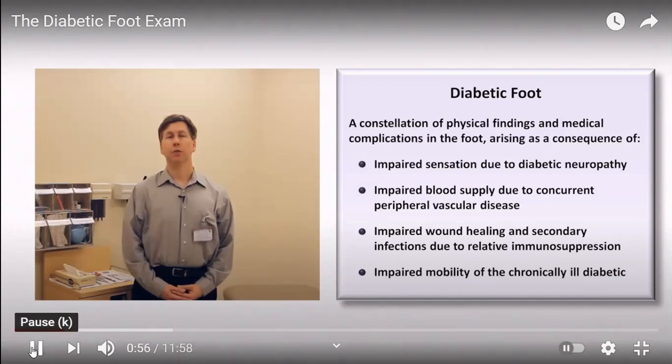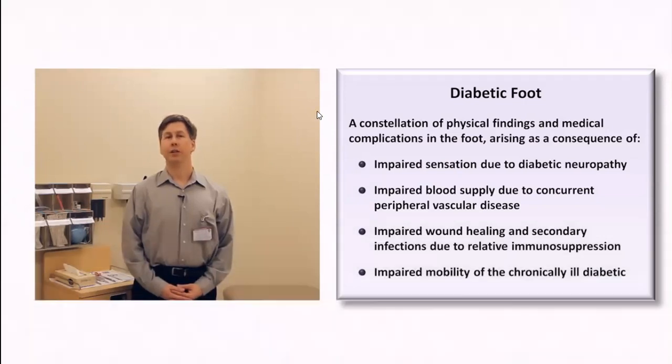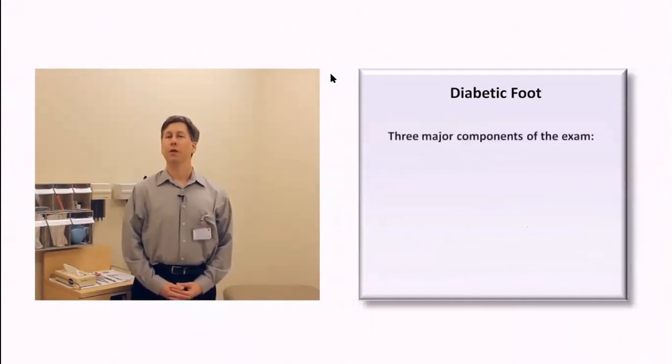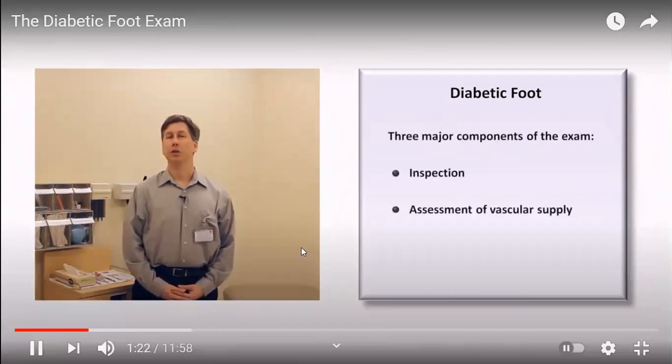Diabetic foot is one of the most common causes of hospital admissions for diabetics and the leading cause of amputations in the United States. Predictors of future need for amputation include prior amputation, foot ulceration, impaired arterial supply, high hemoglobin A1C, physical deformity, and neuropathy. There are three major components of the diabetic foot exam: inspection, assessment of arterial supply, and assessment of neurologic function. In this video, we are going to learn how to examine the diabetic foot.